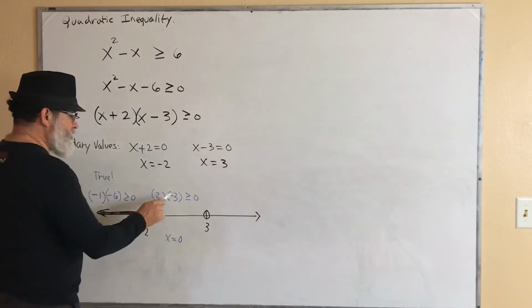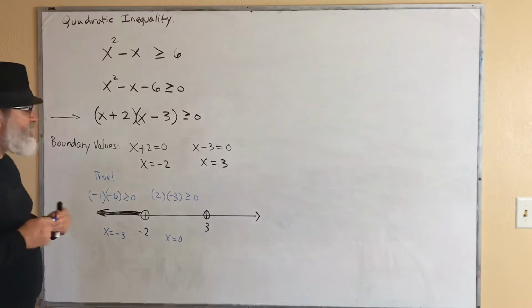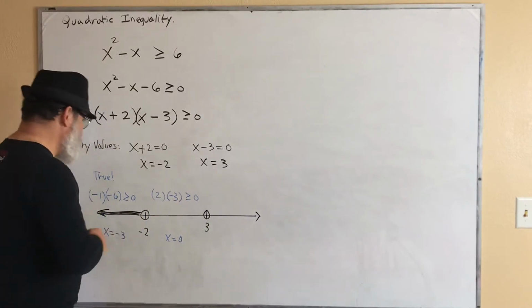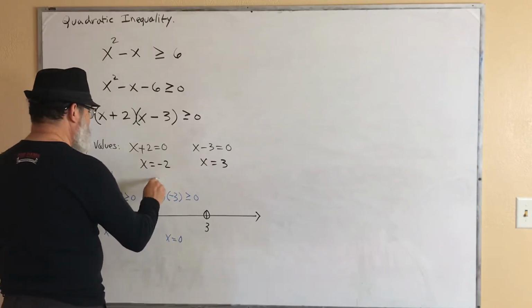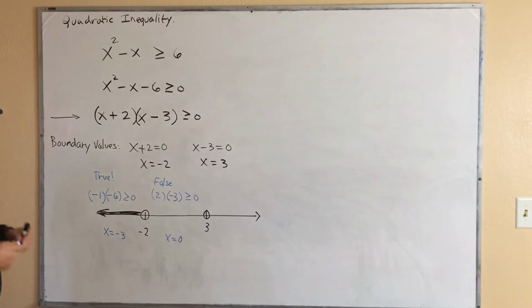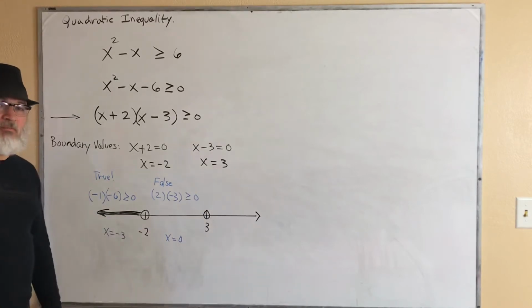A positive times a negative is negative. Is a negative greater than 0? No, that's false. This is false. So therefore, because it's 4, you don't shade that region.